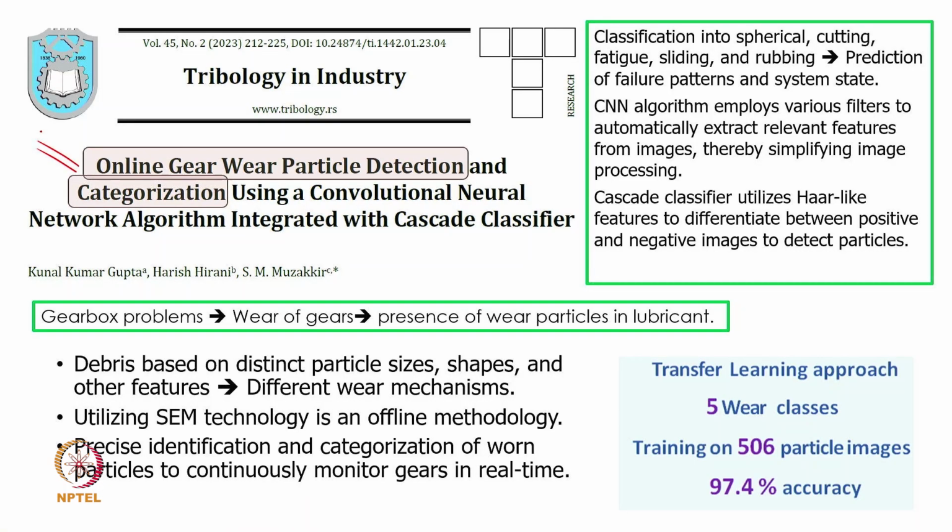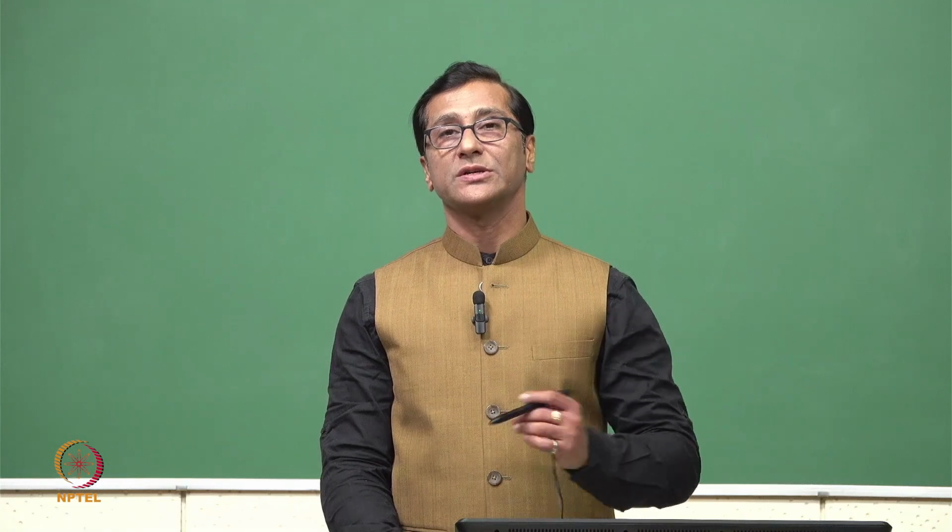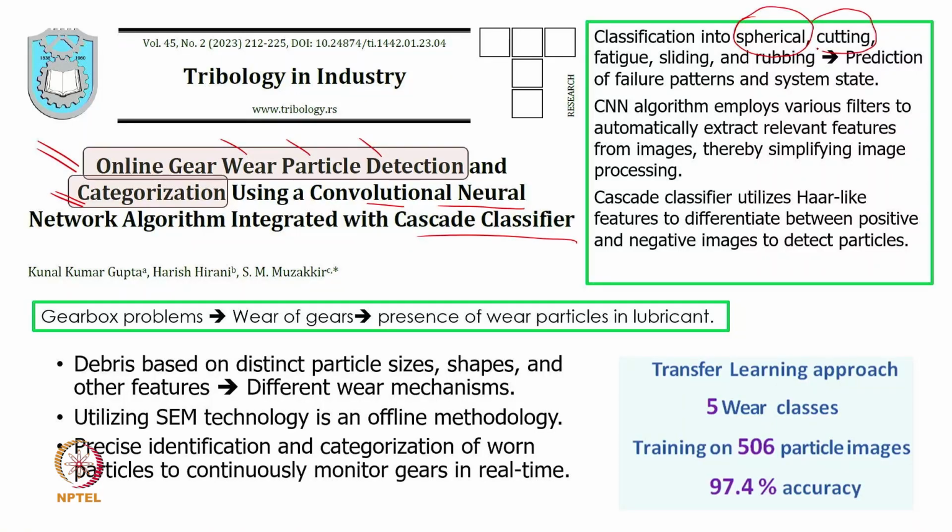We also published one paper in 2023, which was an online gear wear particle detection, and we were going basically for categorization, not for size categorization. We use a CNN, and then we use a cascade classifier. In this case, we use five categories. We say spherical particle, mostly it comes with shape and is much smaller in size. Also, cutting, fatigue, sliding, and rubbing. Rubbing is basically more on the friction side, and the fracture will be slightly different.